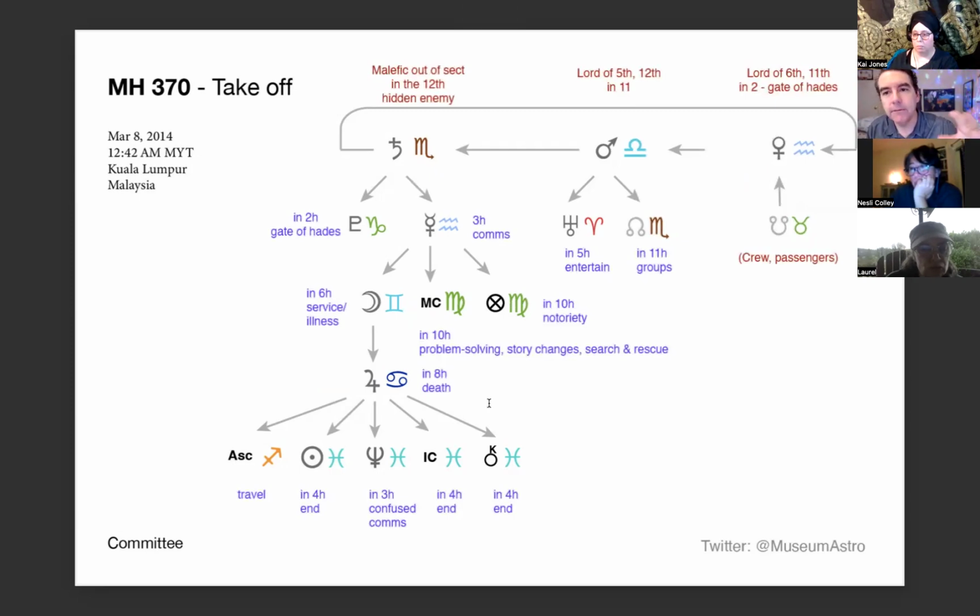Here's an example of using house rulerships to try to delineate the same chart. So Venus, where I'm starting this tree up here, is ruling the 6th and the 11th, and Venus is in the second house, which in Hellenistic astrology is the gate of Hades, the opening to the underworld. Saturn, which is in charge of most of the chart, is the malefic out of sect in the 12th house, which could be a hidden enemy.